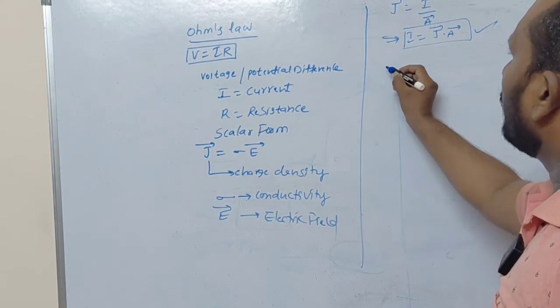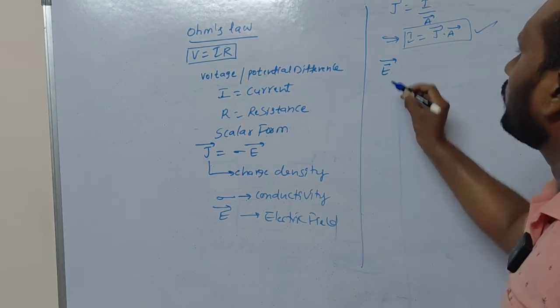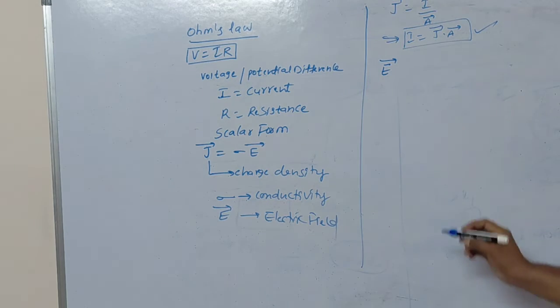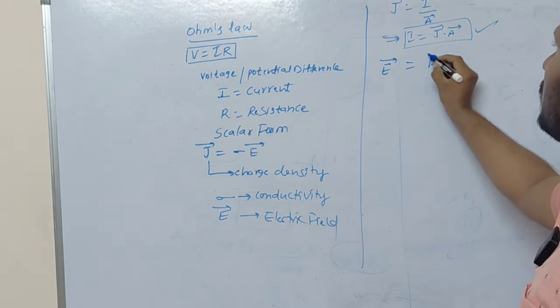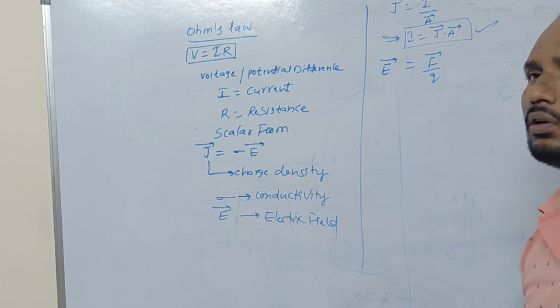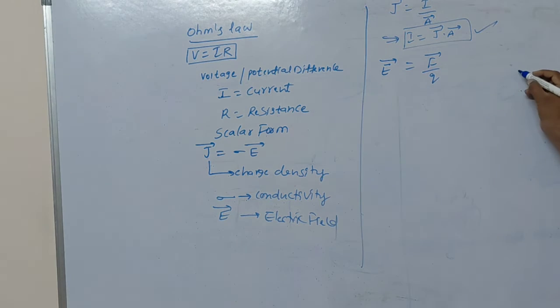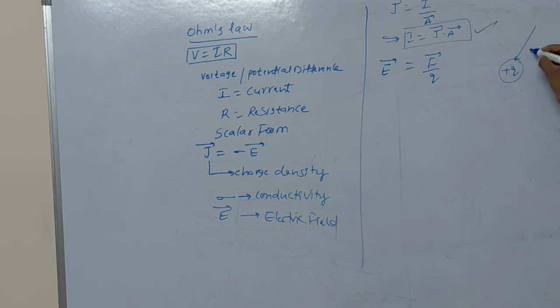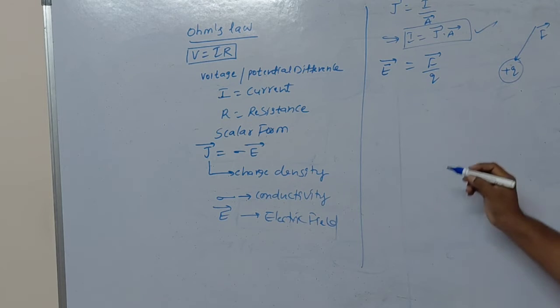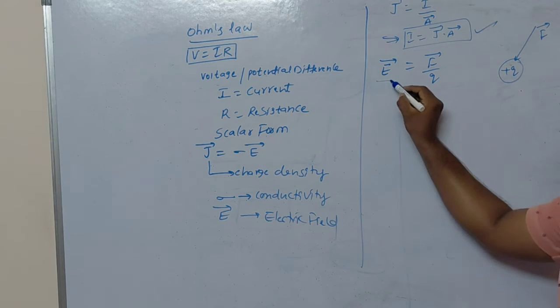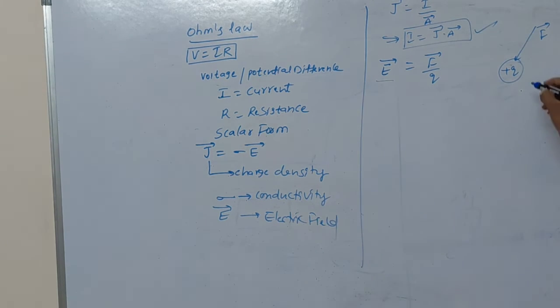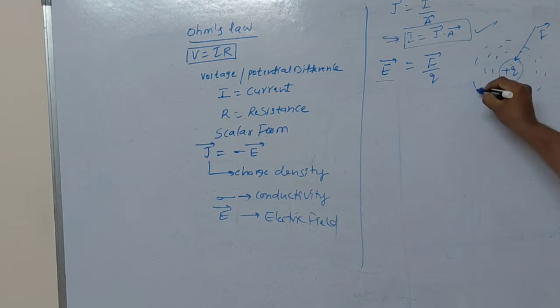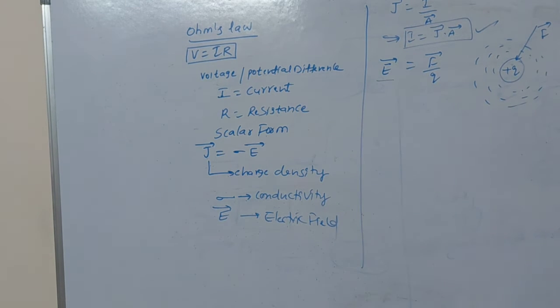Now let's see E bar. What is meant by E bar? E bar is nothing but the force experienced by a charge. So we have a test charge Q. Some force is experienced on the charge, and that always gives us an electric field, nothing but the force experienced around a charge or around a conductor. We call it the electric field.